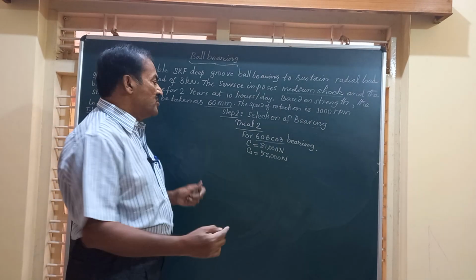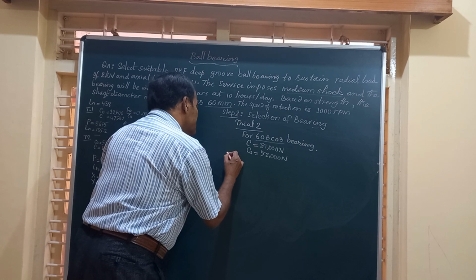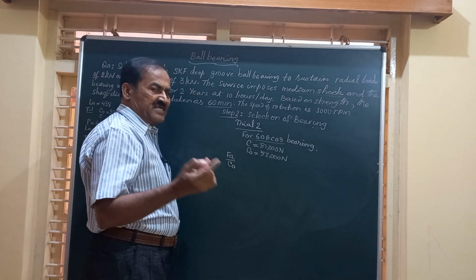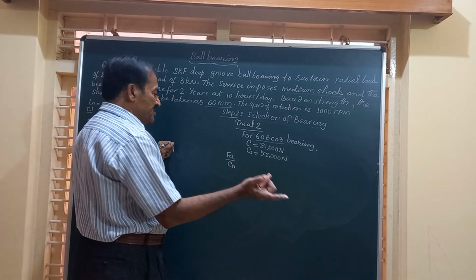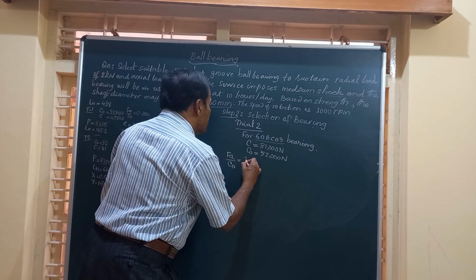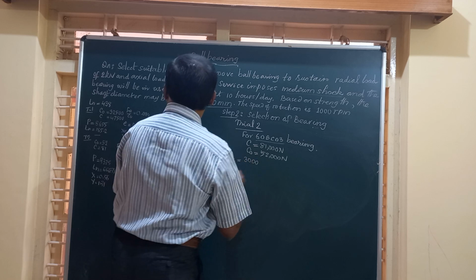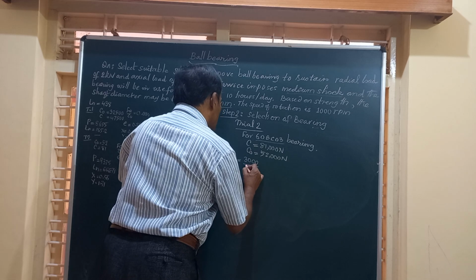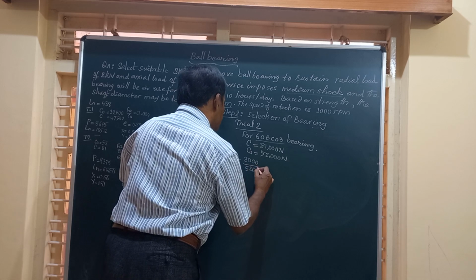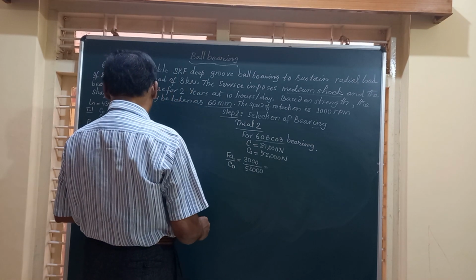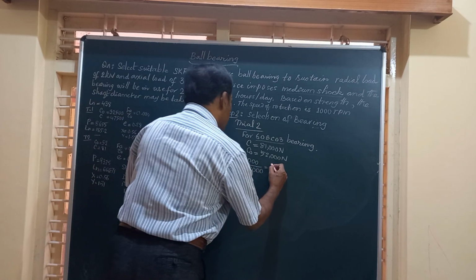Next, what do we do? We find out what is FA over C naught. That is to find the value of X and Y, as you know in the first step. So FA over C naught. FA is 3000 Newton axial load divided by C naught is 52,000 Newton, and this works out to, friends, 0.053.